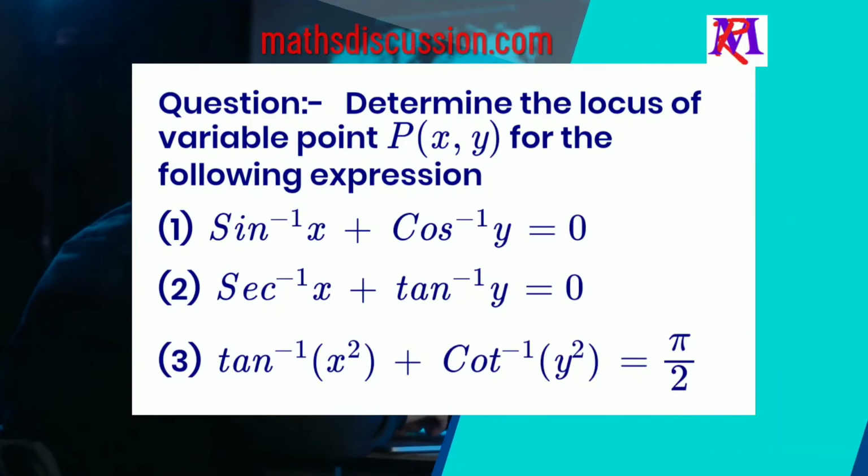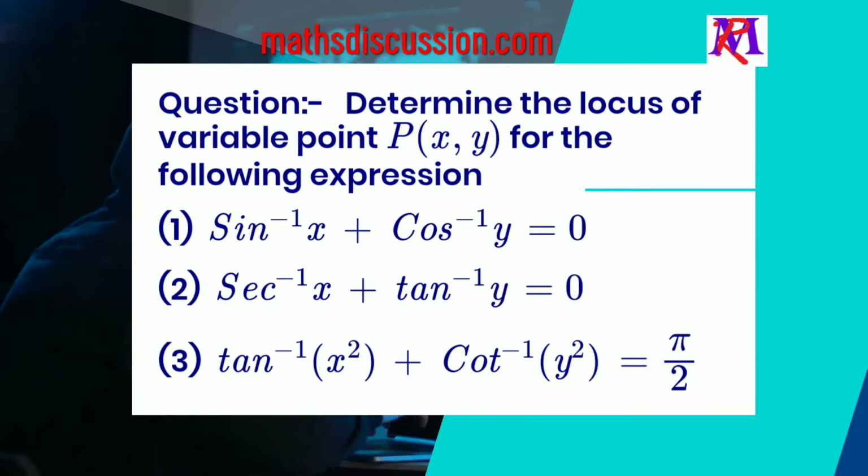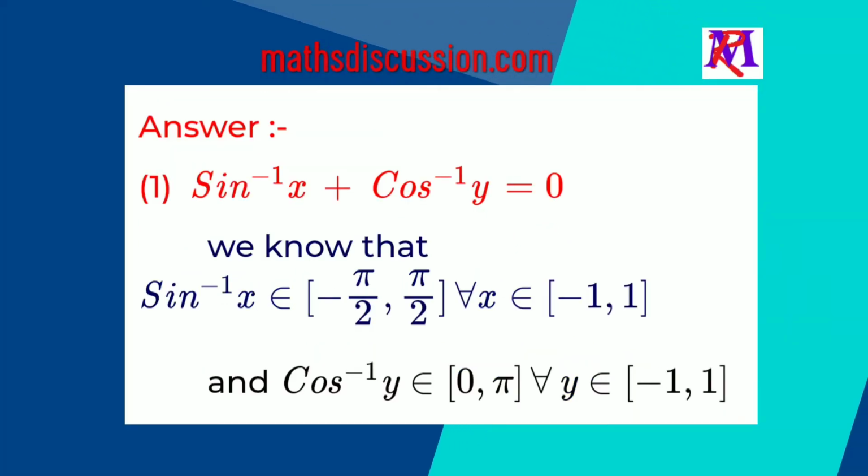To begin with, I will read out the question. Determine the locus of variable point P(x, y) for the following expressions. First, sine inverse x plus cos inverse y is equal to 0. Second, secant inverse of x plus tan inverse of y is equal to 0. And the third part is, tan inverse of x squared plus cot inverse of y squared is equal to pi by 2.